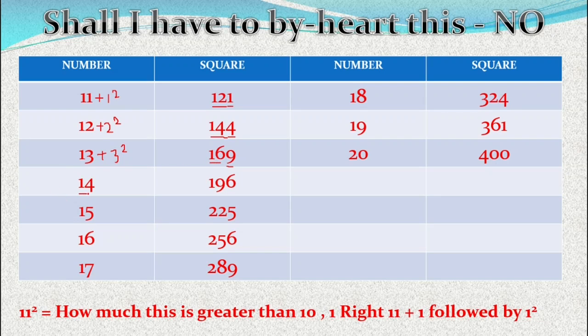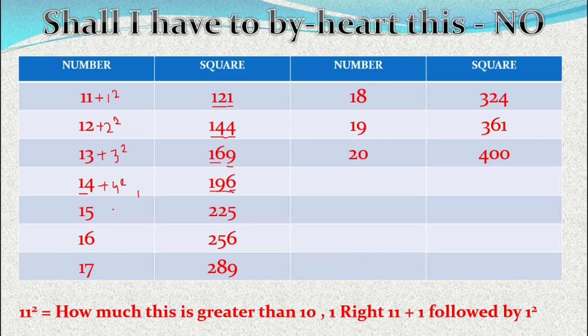What about 14? It's plus 4 square. 4 square is 16. Place 6 here, with 1 as a carry. Sorry, somewhere I have missed out. 14 plus 4 square. 4 square is 16. I have mentioned 1 here as a carry. And 14 plus 4 is 18. 18 plus 1 is 19. Perfect.